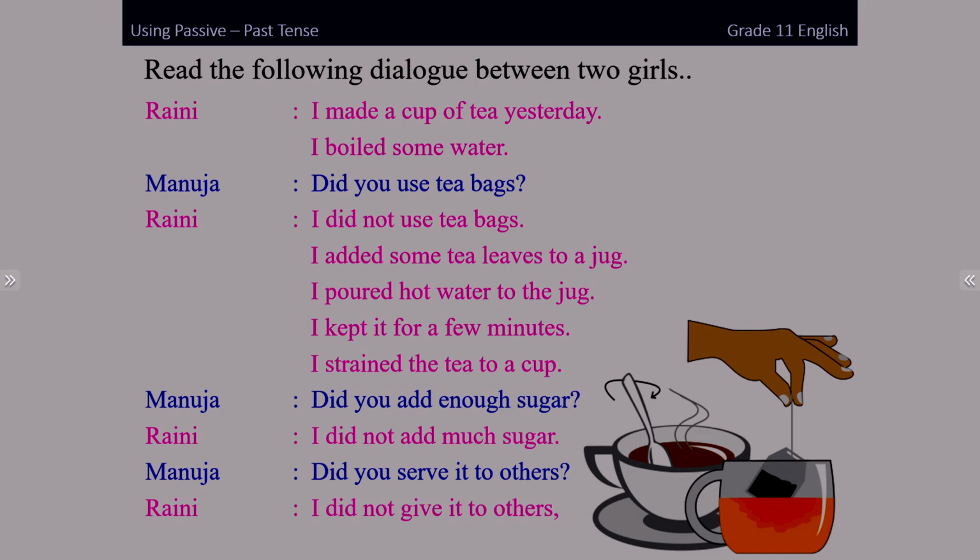I did not use tea bags. I added some tea leaves to a jug. I poured hot water to the jug. I kept it for a few minutes. I strained the tea to a cup. Did you add enough sugar? I did not add much sugar. Did you serve it to others? I did not give it to others. So, this is a simple dialogue between two friends.